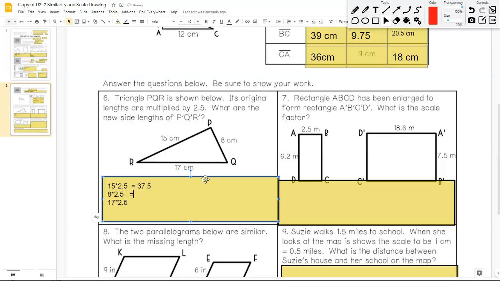Here I get 16 plus 4, so that's going to be 20. Here I get 34 plus, what's half of 17? That is 8.5, so 42.5. All right.